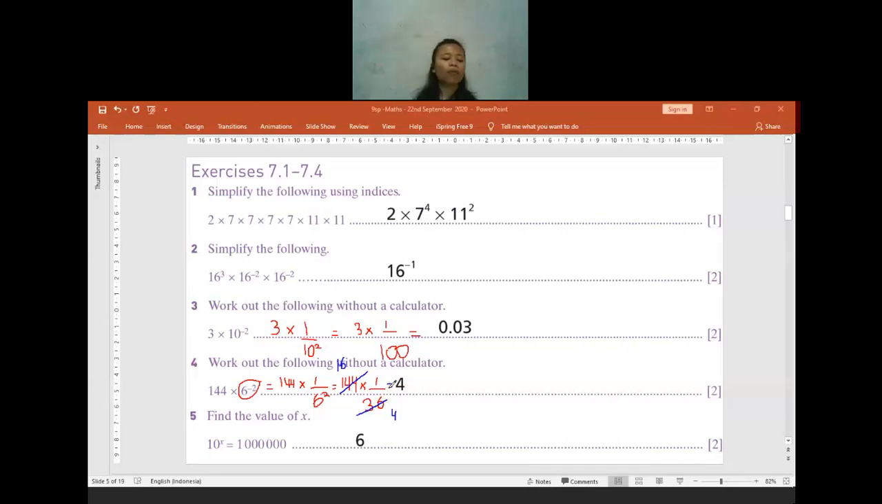Now for question 5, you have to find 10 to the power of x equals 1 million. If you get confused, you can change the 1 million into 10 to the power of something. As you can see, there are 6 zeros, so it will be 10 to the power of 6. Now, using the exponential equation, when the base is already the same, we can cancel the base and only focus on the indices. So x equals 6. That's why the final answer for x equals 6.